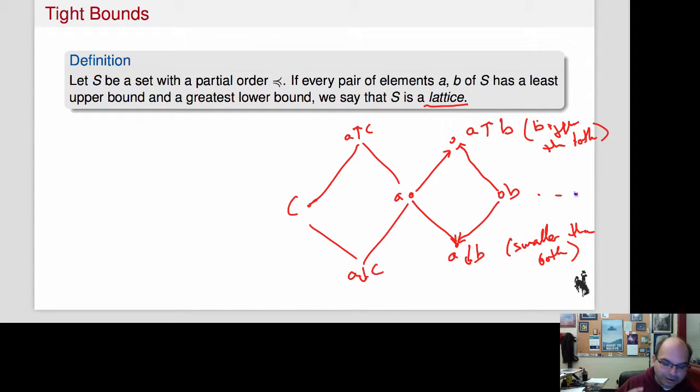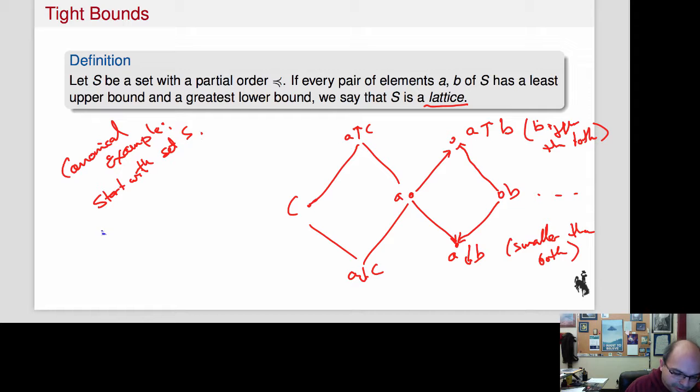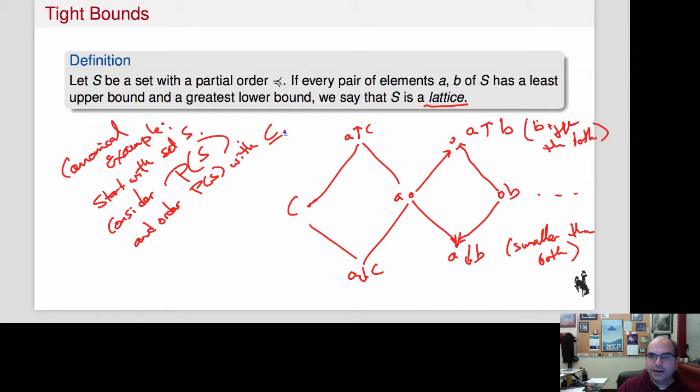Now, here's the canonical example of a lattice. Let's start with the set S. It actually doesn't matter what it is. And now consider the power set of that. What's the power set? It's the set of subsets of S. And order it with subset. Then if I take two elements A and B, here I have that A and B belong to the power set of S.